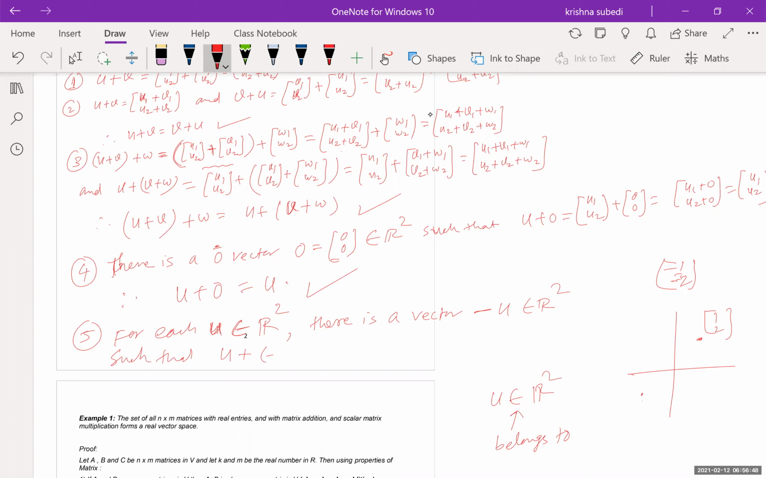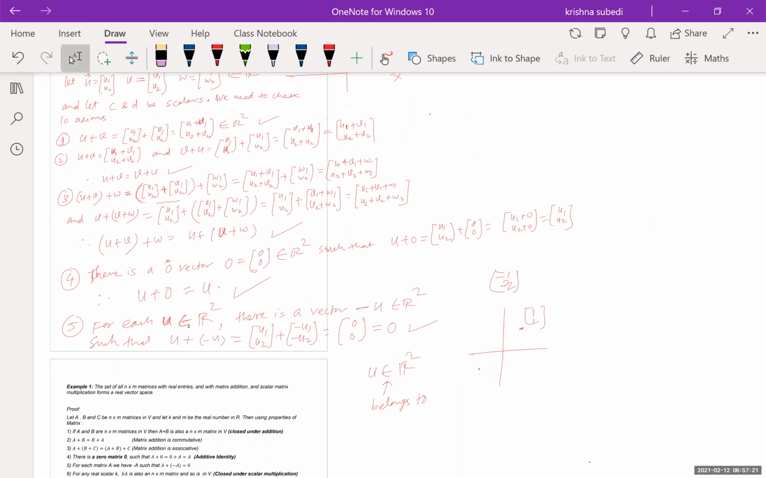u plus negative u. Let's see what happens. Do I get 0? u1, u2 plus negative u1, negative u2. And if you combine them, you're going to get 0 and 0, which is a 0 vector. It's called additive inverse. So this also checks. If you want, you can write simply 0. Okay, this also checks. Okay, guys, 5 properties we have already proved.